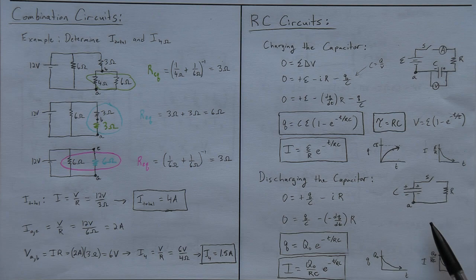Discharging the capacitor. Now we have the capacitor charged up, and you have a switch here waiting to discharge it. When the switch flips down, the charge will come off the plates and go in this direction, through the resistor, until the capacitor gets to 0 charge. You have to be able to derive these also. You follow the same 4 steps.